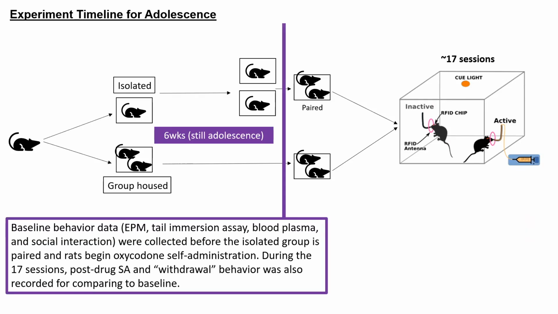And so I also take behavior data, and this is when I take baseline behavior data right before the rats are paired. And I do that because I'm going to compare the baseline to after a self-administration session. So we call that post-drug, and then also during a withdrawal period. And so I take things like tail immersion assay, I take blood plasma to look at Cort levels, I take elevated plus maze, and I also take social interaction behavior using a camera and machine learning.